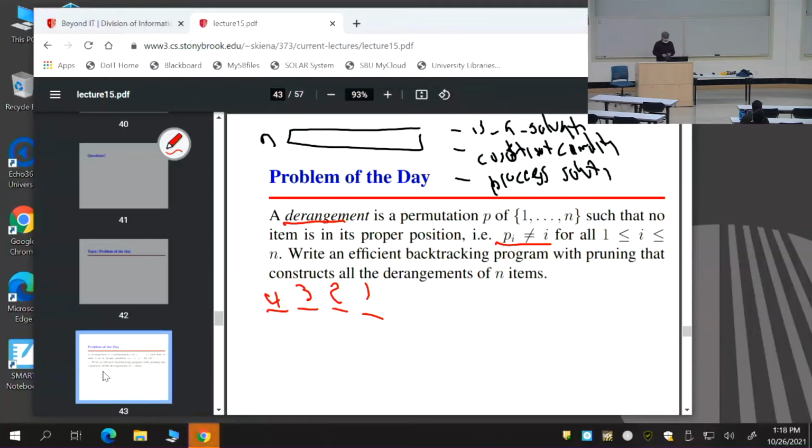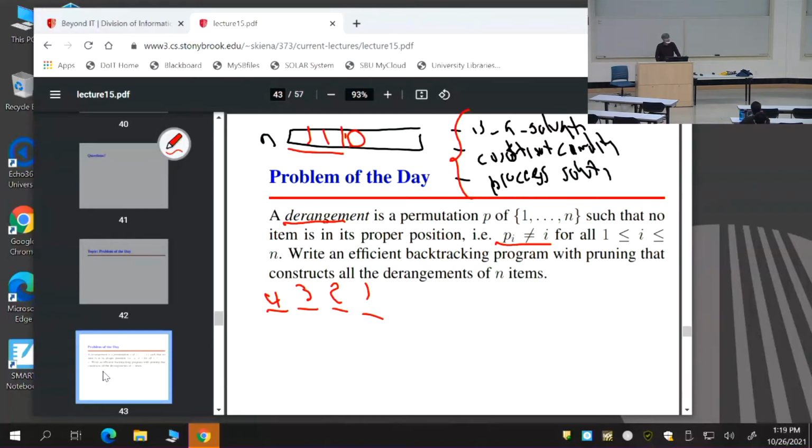Can someone give me a way to construct all derangements, write about this backtracking program to construct derangements by basically telling me what is a solution going to be? How do you test when you've got a solution? When you've filled up the array. Construct candidates: given that you've filled in this many slots, what are the choices for the next spot? And then process solution: what do you do when the backtracking thing says it has an answer? Does anyone have a way to construct derangements? Yeah?